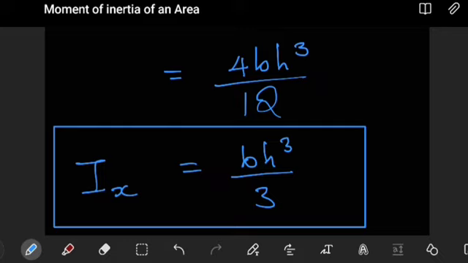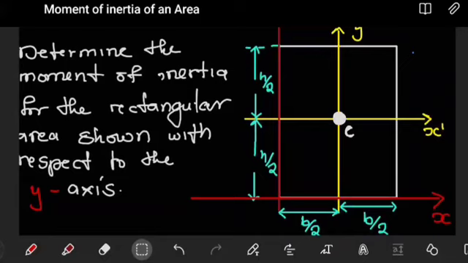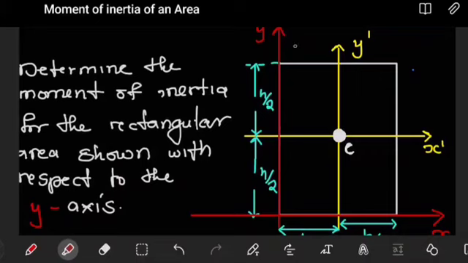We did not have to calculate any new moment of inertia, since we already knew the moment of inertia about the centroidal axis. We can now do the same thing for the moment of inertia about the y-axis, provided we know the moment of inertia about the y prime axis. Try it first before you see my next presentation. Now we want to determine the moment of inertia for the same rectangular area with respect to the y-axis. The y-axis is this axis here.